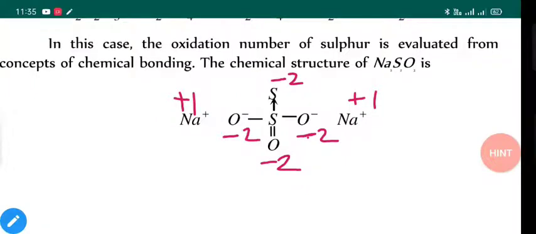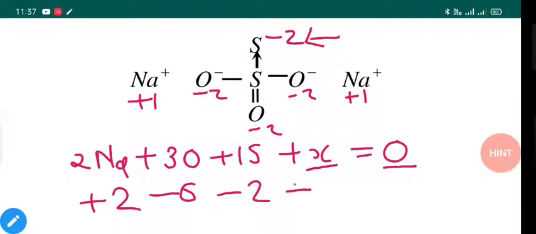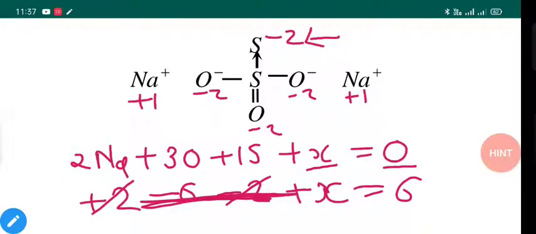Now we have charges of all the atoms except the central sulfur, so now we can find it. We have 2 sodium, 3 oxygens, 1 sulfur which is coordinate covalent bonded, and 1 central sulfur atom. Let's say it is X, and the total is neutral, so overall it will be 0. 2 sodium carries +1 charge, so total +2. 3 oxygen carries -2 charge, so total -6. 1 sulfur is in -2 oxidation state, so -2 from it, and X. Now when we calculate it, you will get X is equal to +6, because when -6 goes to the other side, you get X is equal to +6.